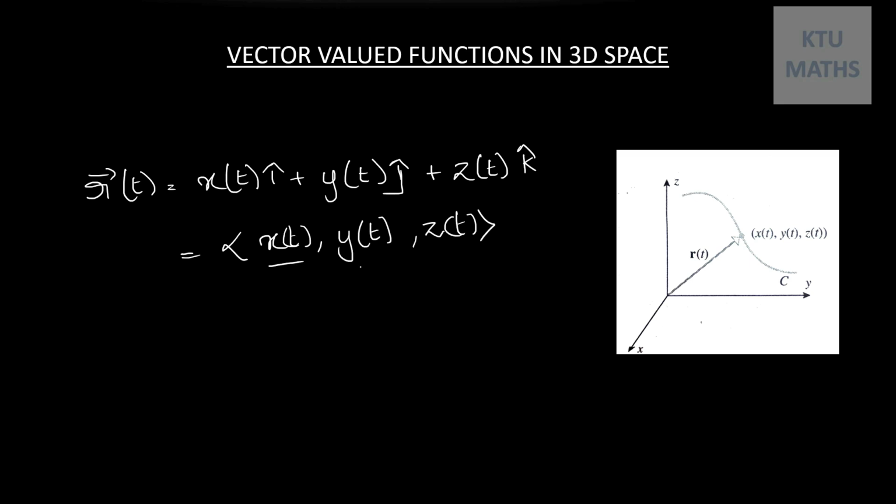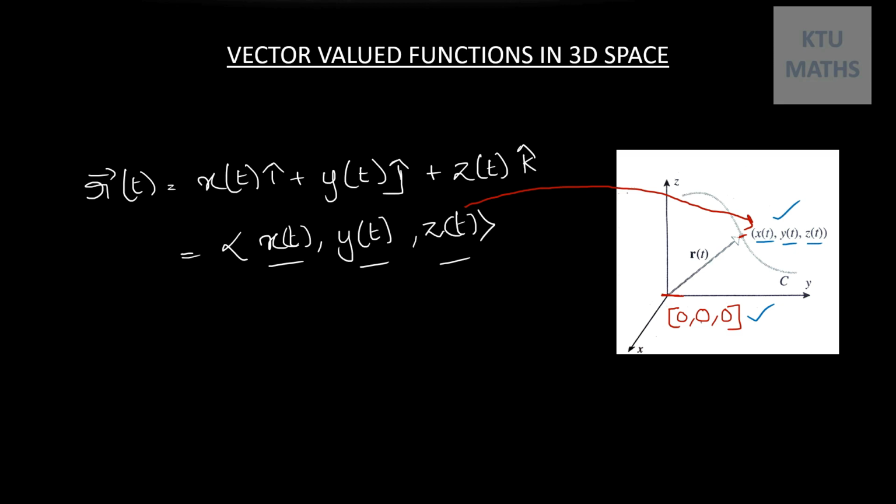And what are xt, yt and zt? These are the terminal points. Here I have plotted it in the graph. Terminal point means end point. And what I mean by initial point is the starting point, and it is the origin. Every vector valued function r(t) will have the starting point, origin, and will have some terminal point. Here the terminal point is xt, yt and zt.